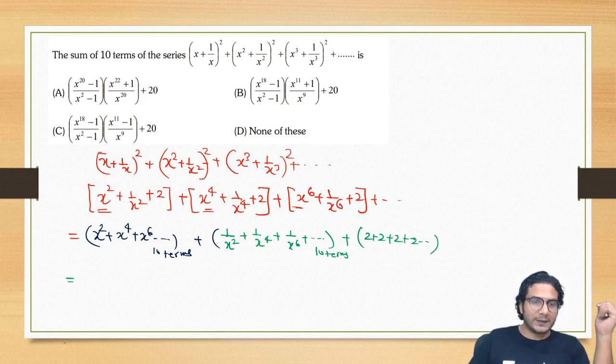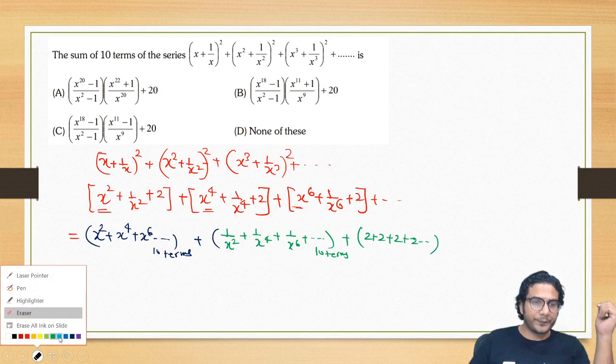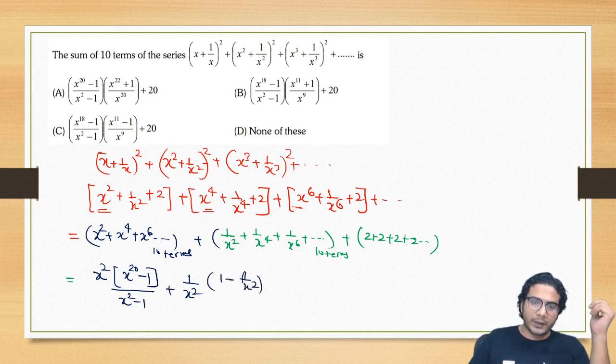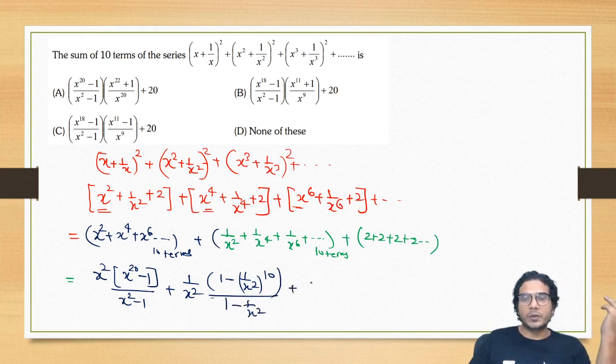Okay, so let's apply the formula. The first term is x square, into common ratio x square raised to the number of terms, 10, minus 1, so that will make it x raised to 20 minus 1, divided by x square minus 1. Plus, now in this the first term is 1 upon x square and the common ratio is 1 upon x square, so 1 minus (1 upon x square) raised to 10, number of terms 10, divided by 1 minus 1 upon x square. Plus 2 plus 2 plus 2, 10 times is nothing but 10 into 2.